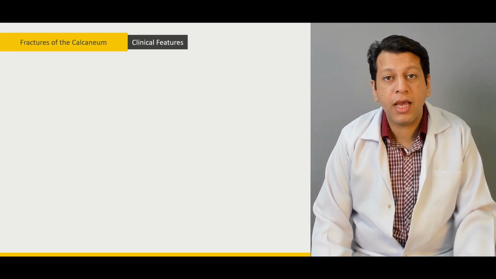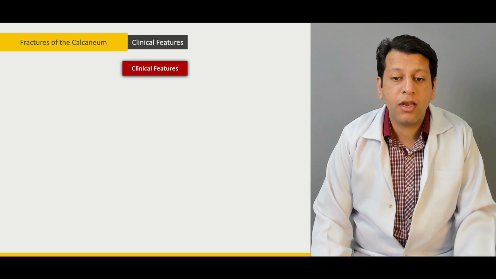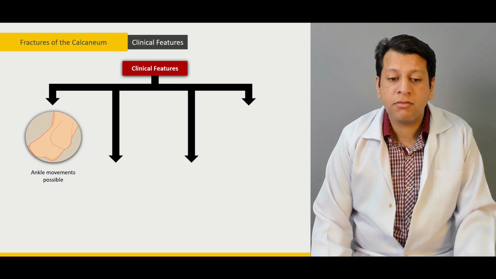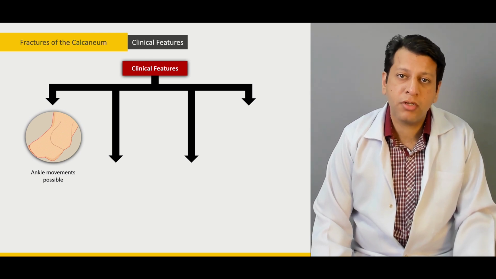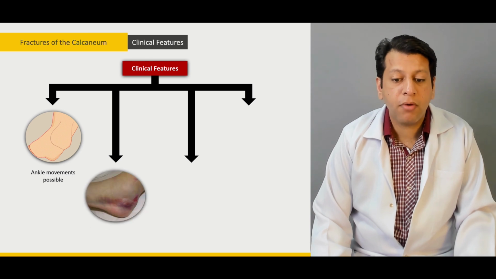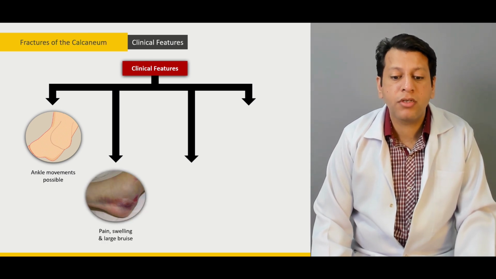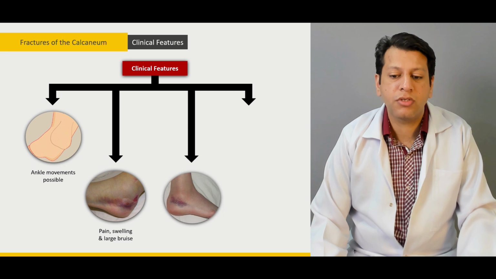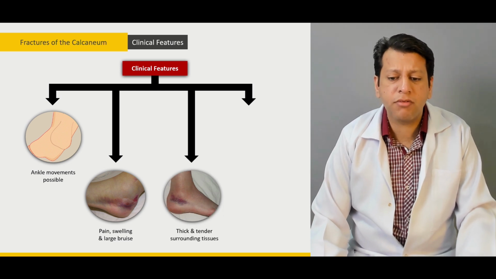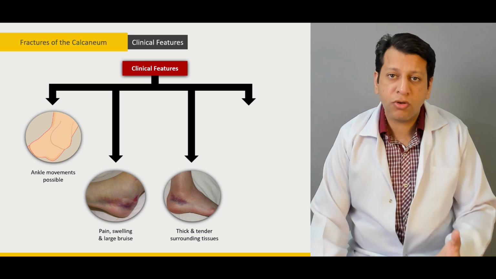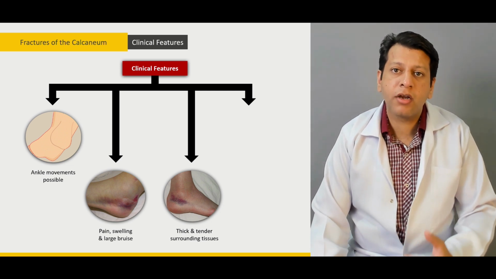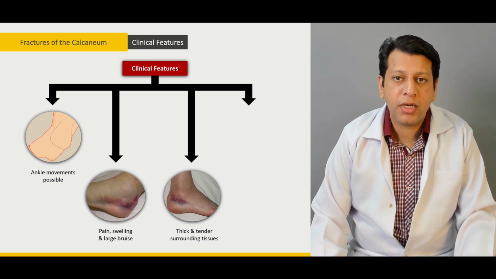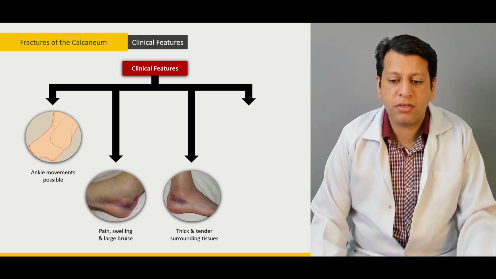Coming to the clinical features, as I told you, that is what is more important. Clinically, the patient will complain first and foremost of heel pain, and ankle movements may be possible but will be painful. Above all, there may be swelling and blister formation, pain most commonly in the heel area, and a lot of tenderness as well. There could be thick and tender surrounding tissues, especially if it has been an old injury and the patient has lingered on with it, so there may be an acute or chronic onset, associated with ligamentous thickening and problems for the patient later on.